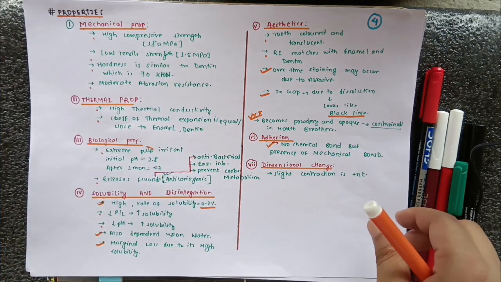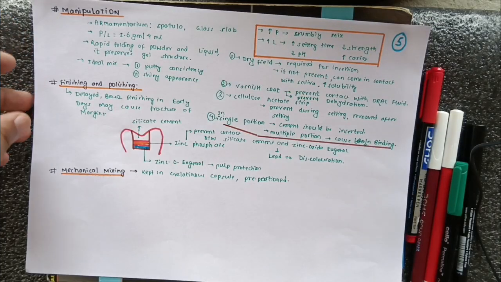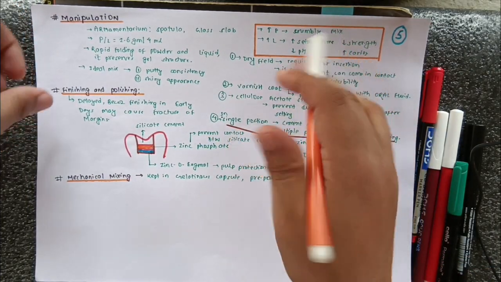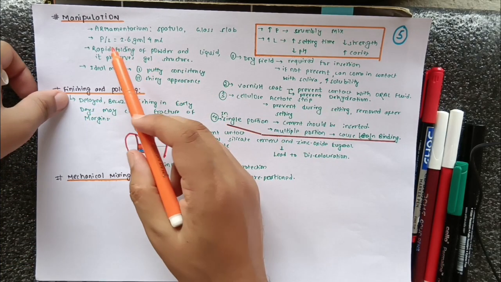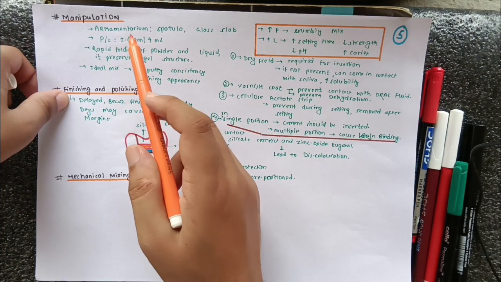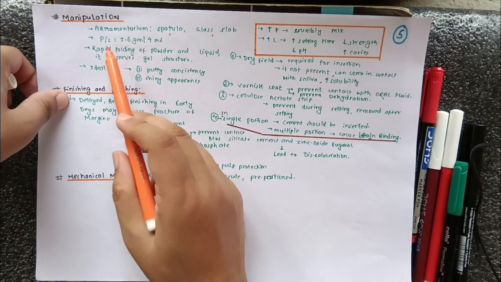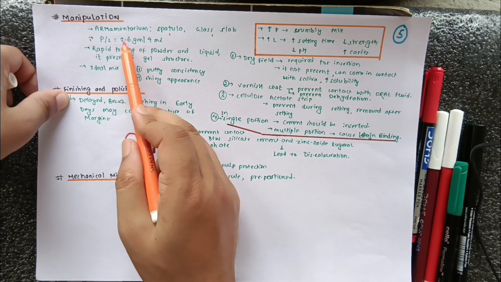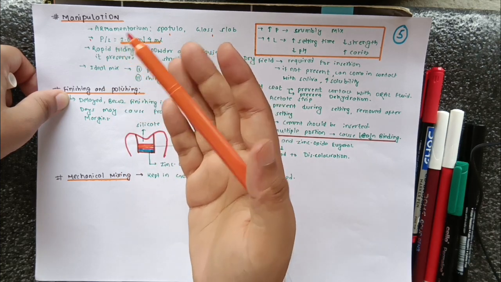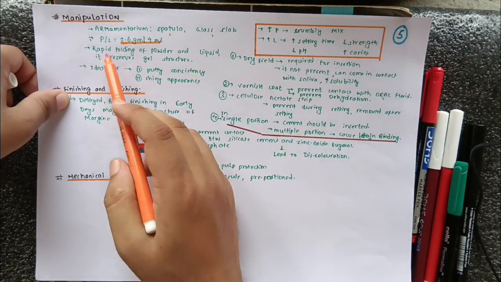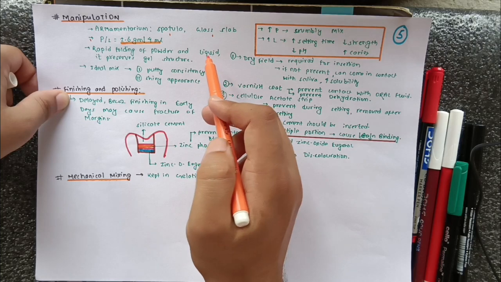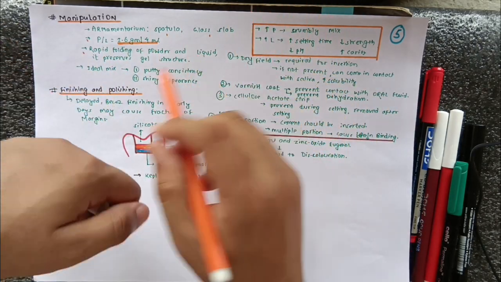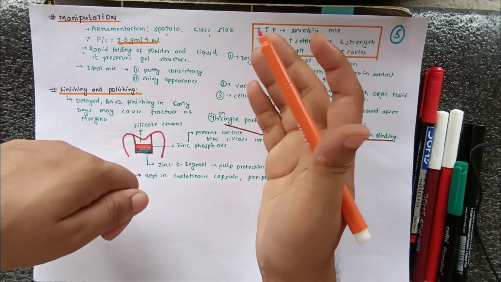After properties, I will discuss the manipulation, and this is our last paper of today's video. In manipulation, the armamentarium, the things that we require, are a spatula and a glass slab. The powder to liquid ratio is 1.6 gram per 4 ml. This data is very important, so 1.6 gram by 4 ml. There should be rapid folding of the powder and the liquid during mixing, in order to preserve the gel structure.